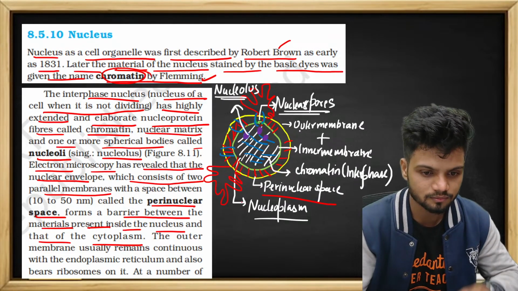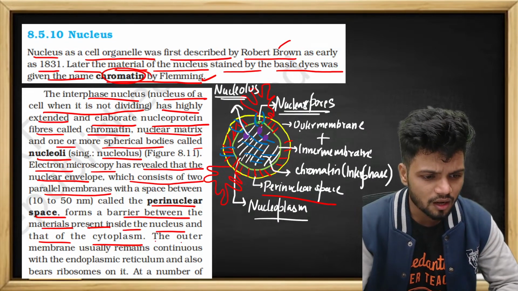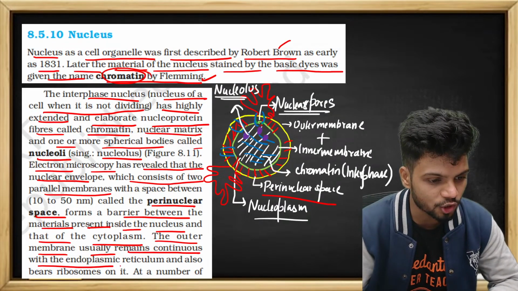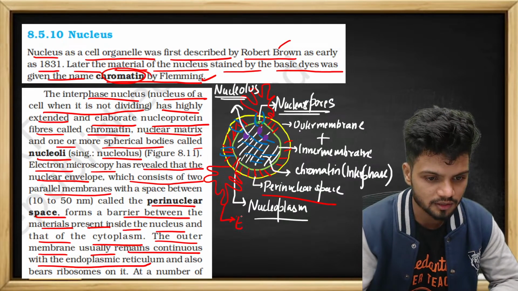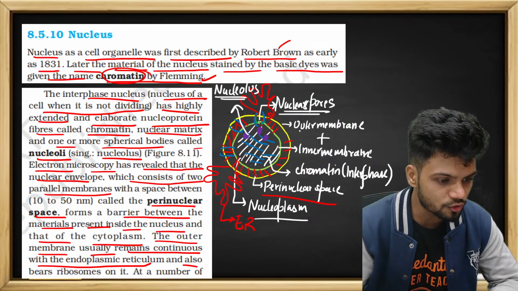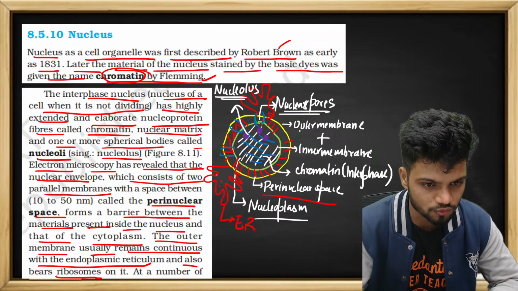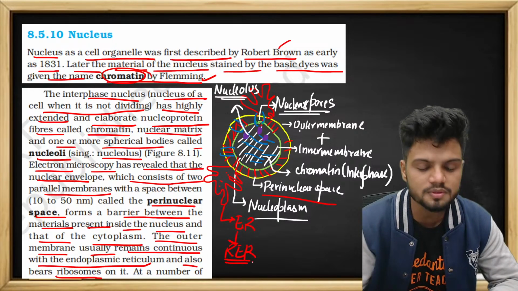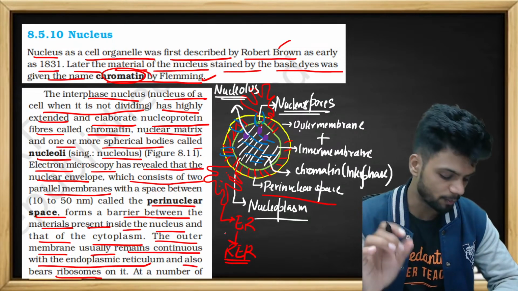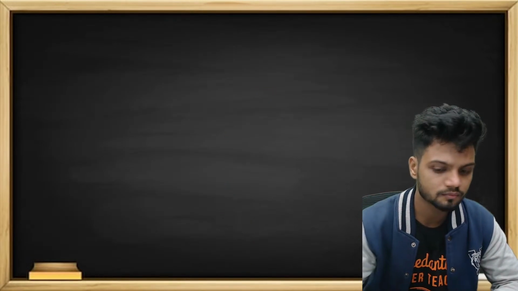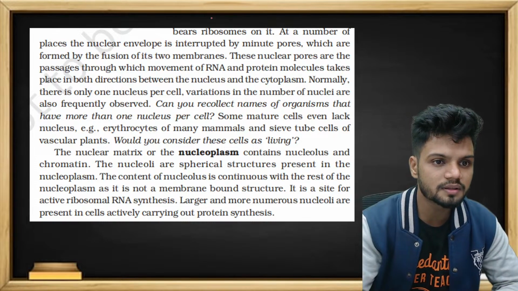Now, the outer membrane usually remains continuous with the endoplasmic reticulum, the ER. Yes, continuous with the ER. And it also bears ribosomes on it. So you can find ribosomes on it. If there are ribosomes, it is called rough endoplasmic reticulum. Obviously, right? Rough endoplasmic reticulum bears ribosomes on it.